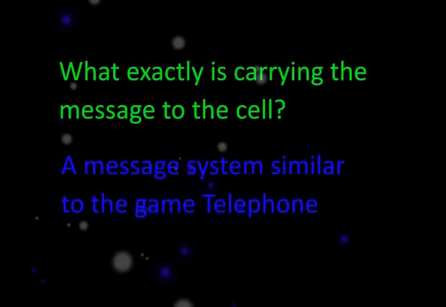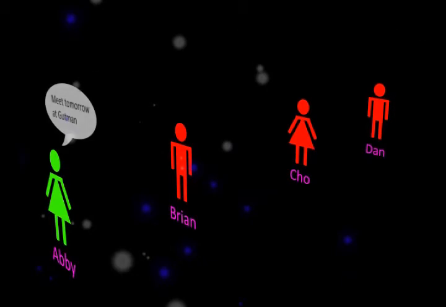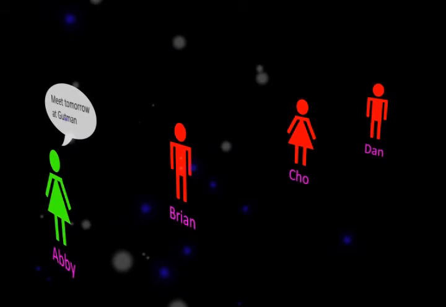How messages are transported in the body is a lot like the game telephone. At some point in your life you probably played this game where the objective is to successfully transfer a message through a line of people. Imagine we have 4 people playing the game telephone. Their names are Abby, Brian, Cho, and Dan. Abby wants to relay the message, "Meet tomorrow at Gutman," to Dan. But she cannot directly send the message to Dan and instead must go through Brian and Cho.